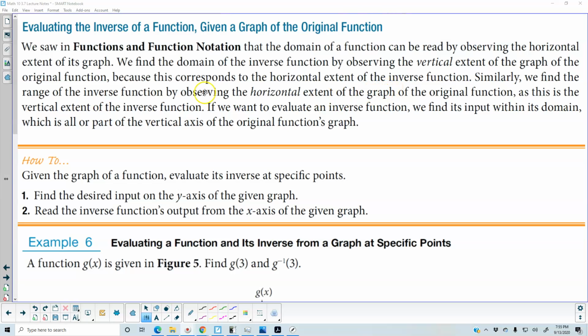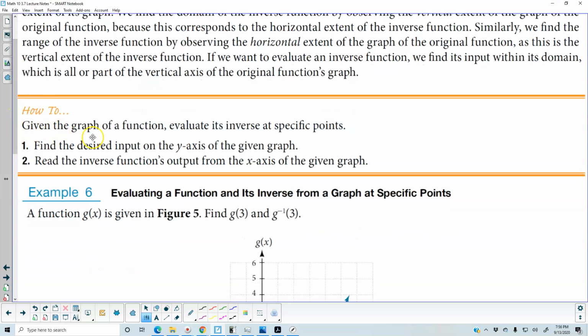Similarly, we find the range of the inverse function by observing the horizontal extent of the graph of the original function, as this is the vertical extent of the inverse function. If we want to evaluate an inverse function, we find its input within its domain, which is all or part of the vertical axis of the original function's graph.